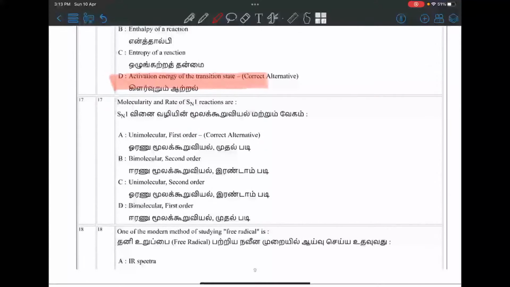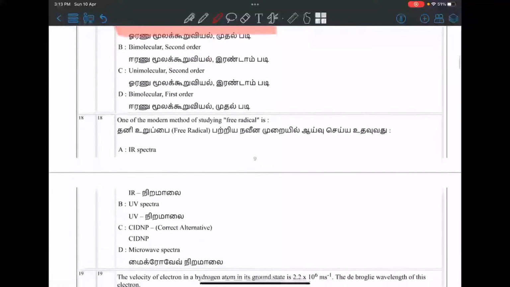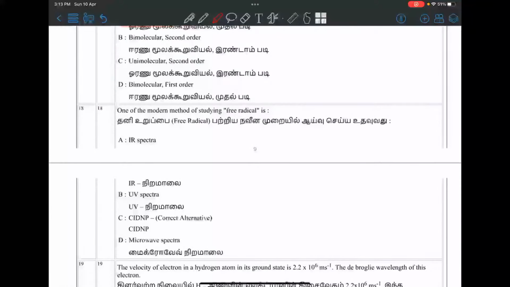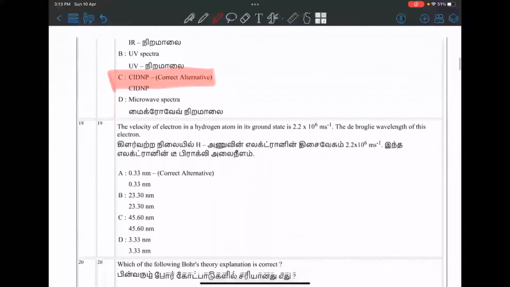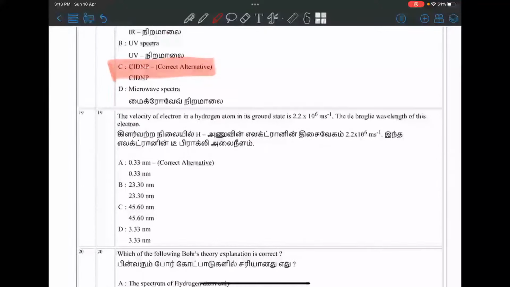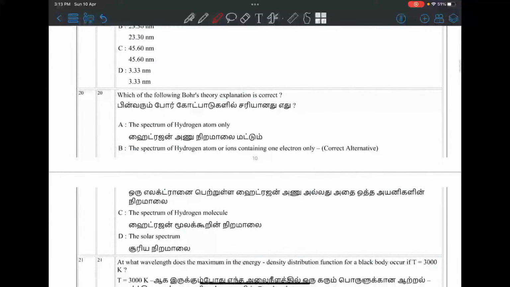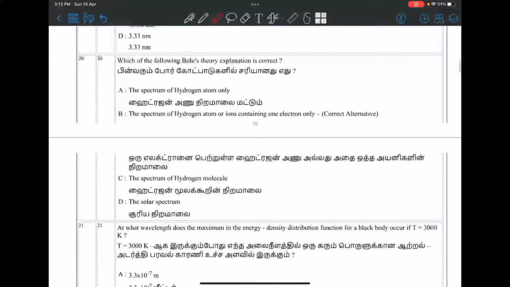Molecularity and rate of SN1 reactions are unimolecular first order. One of the modern method of studying free radical is CIDNP. The velocity of electron in hydrogen atom in its ground state is 2.2 into 10 power 6 meter per second. The de Broglie wavelength of this electron 0.33 nanometer. Which of the following Bohr's theory explanation is correct? And the spectrum of hydrogen atom or ions containing one electron only.